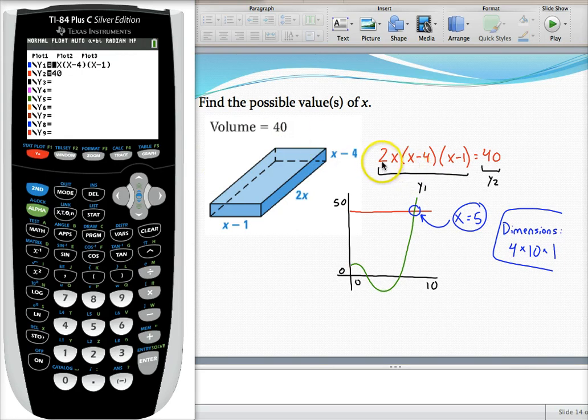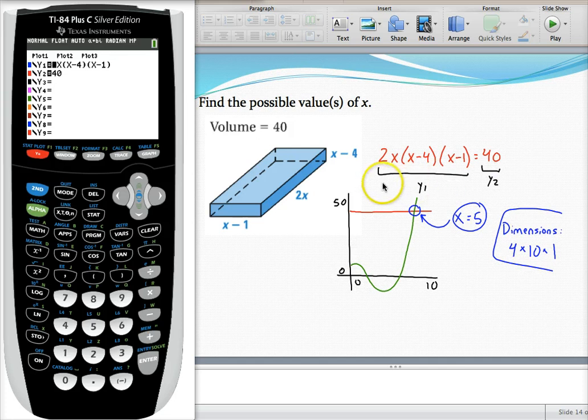And so what I've done is I've already gone ahead and written my equation to find the volume of a prism. Recall it's length times width times height. So 2x times x minus 4 times x minus 1, and I want to set that equal to my volume of 40. Now what I'm going to do is I'm going to use my graphing calculator to solve this problem. I'm not going to try to do this by hand.